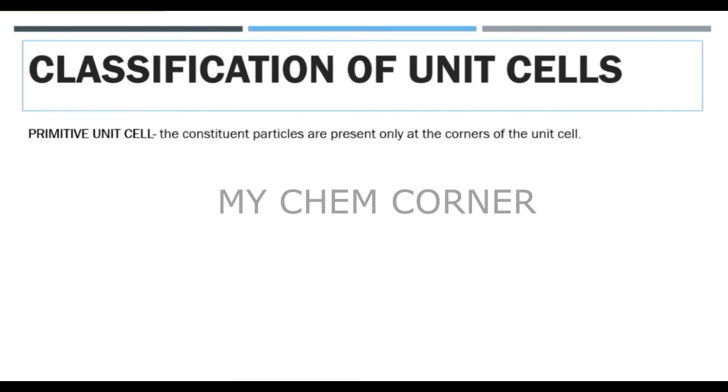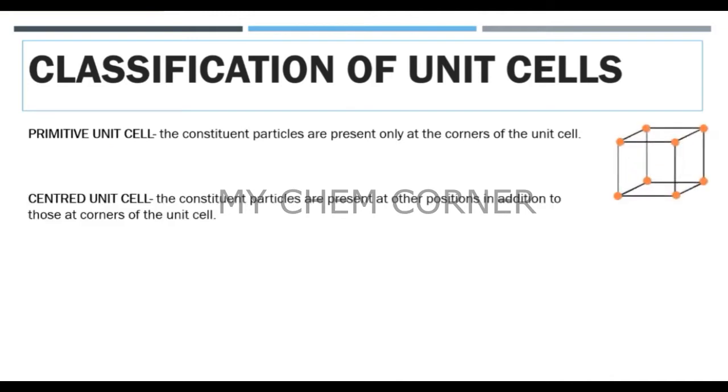So here, when you look at a normal unit cell, which is basically a simple cube, such a unit cell is called a primitive unit cell. The constituent particles present at the corners of the unit cell, or the corners of the cube, make a primitive unit cell, or you can just call it a simple cube. Now the next one is the centered unit cell.